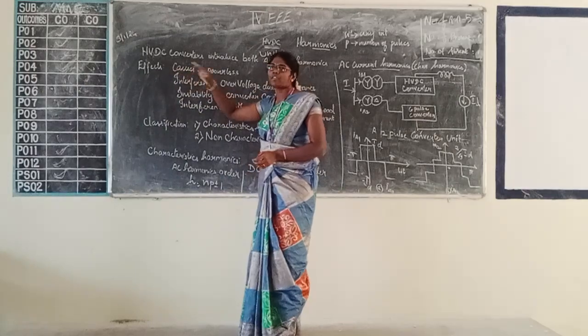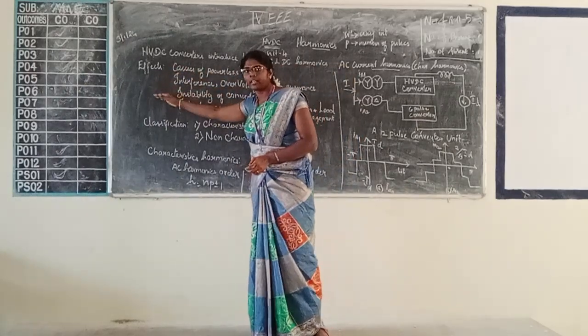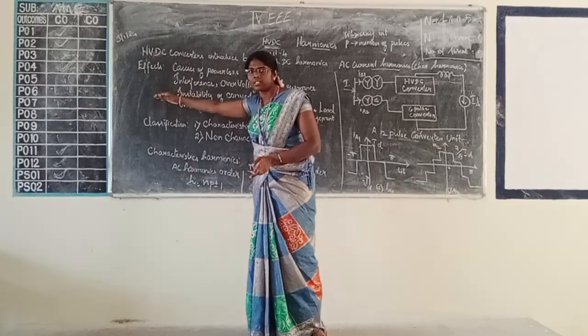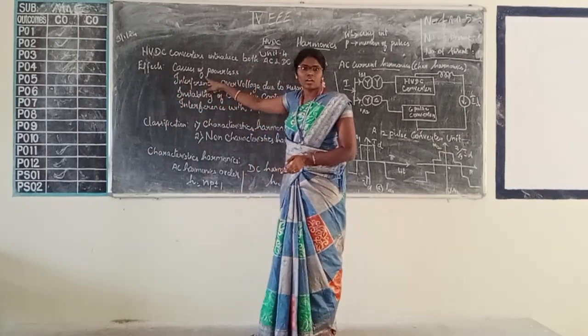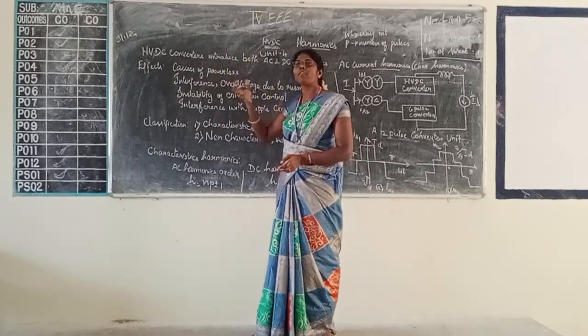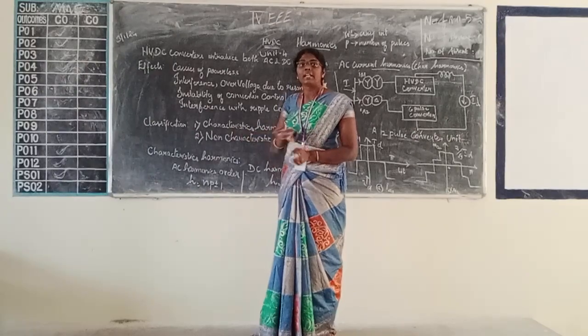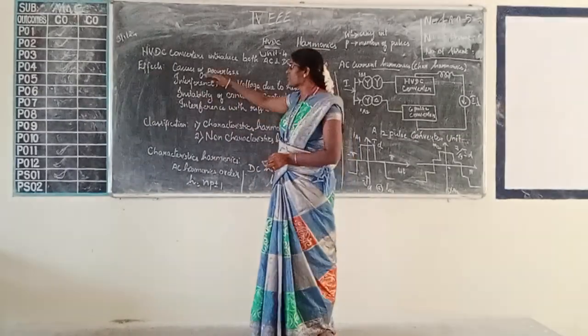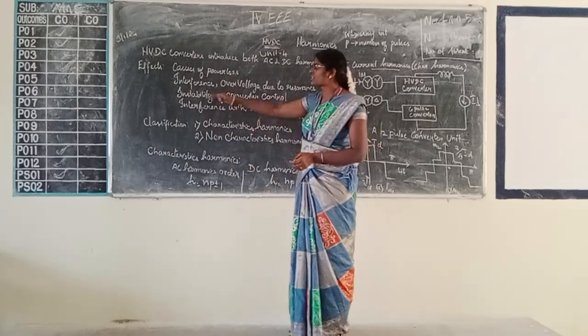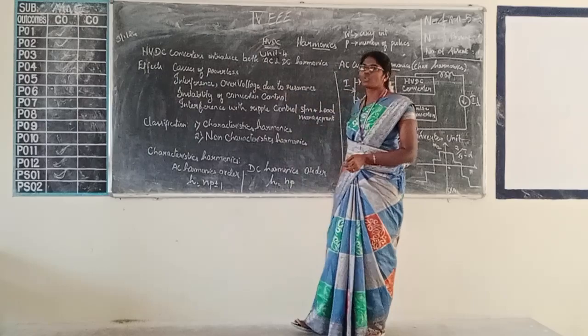So what are the effects caused by harmonics? One is power loss. Of course, with harmonics, the rated power which we want, we won't get, because that part will be neglected as a loss. So there is a process of power loss. Next is the reason for interferences.